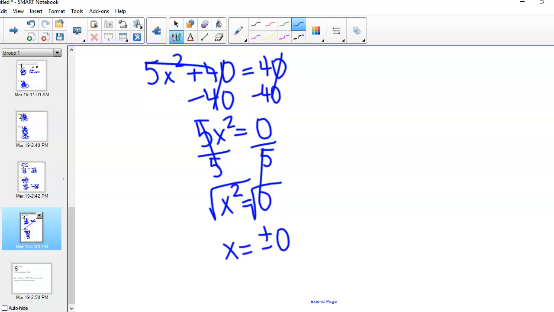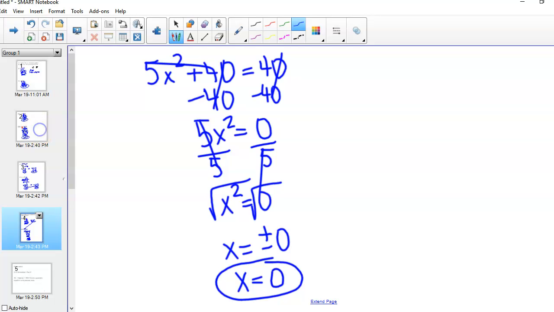But in this case, it really doesn't make sense to put a plus or minus 0 because 0 is neither positive nor negative, so it does not have a sign. So in this case, we only have one answer. Just 0 is our only answer. So this only has one solution. I showed you this in particular because when you get to your assignment, you're going to need to know if a problem has one solution, two solutions, or no solution.